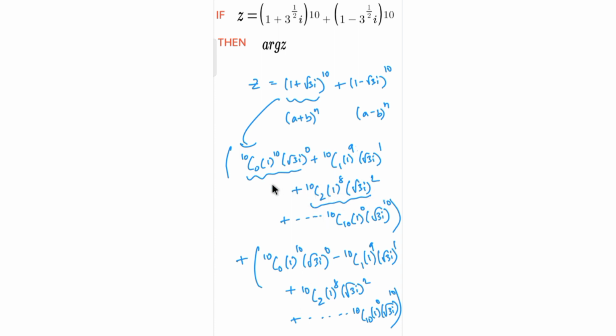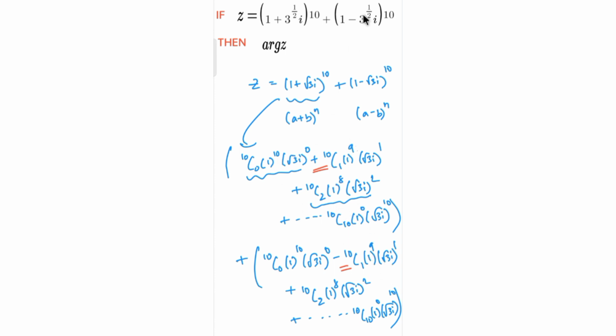So all these terms are positive, and the other terms are also positive in the first bracket, but in the second bracket we can see the imaginary terms like (root 3 i) whole power 1, (root 3 i) whole cube, where you find an imaginary term, all those are negative. Here it is positive, so we have the plus sign. So here we have those to be positive, in here we have those to be negative. So all the imaginary terms get cancelled. Plus 10C1 into 1 power 9 into (root 3 i) whole power 1 and minus 10C1 into 1 power 9 into (root 3 i) whole power 1. So these both get cancelled.